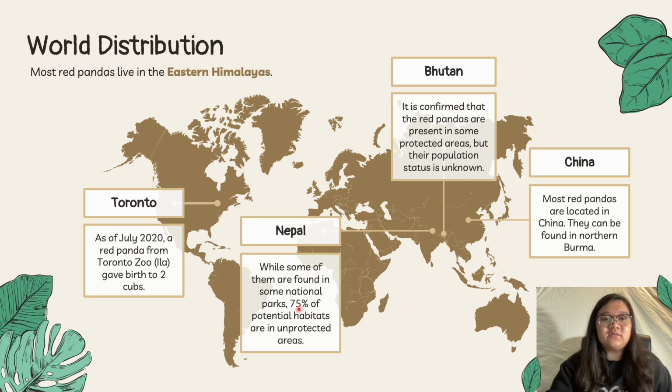this was the first time a red panda has been pregnant there in 24 years. In Nepal, while some of them are found in some national parks, 75% of their potential habitats are in unprotected areas. In Bhutan, it is confirmed that the red pandas are present in some protected areas, but their population status is unknown. And in China, which is where most of them are located in, they can be found in northern Burma.